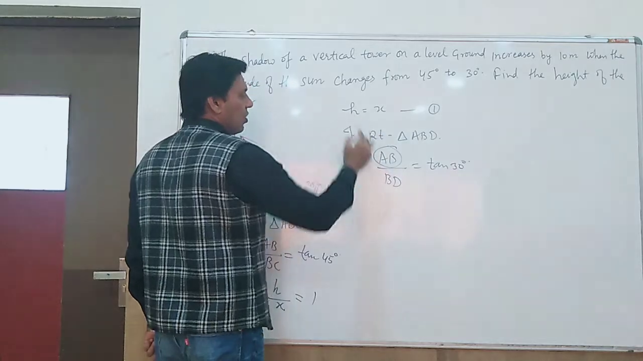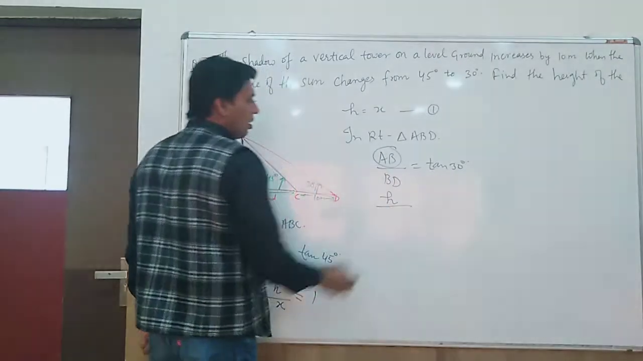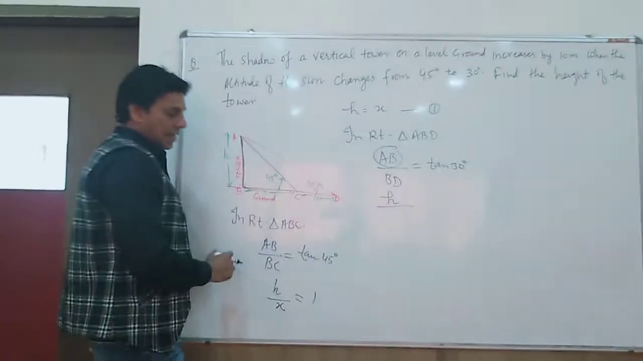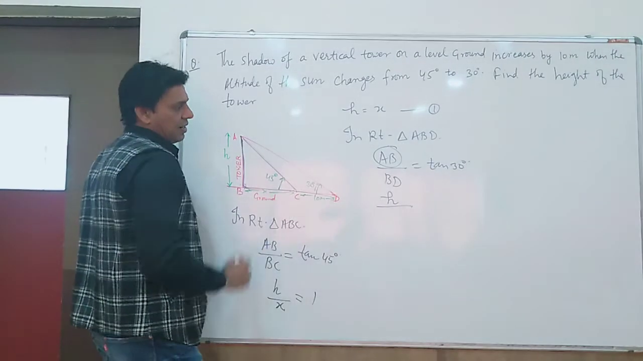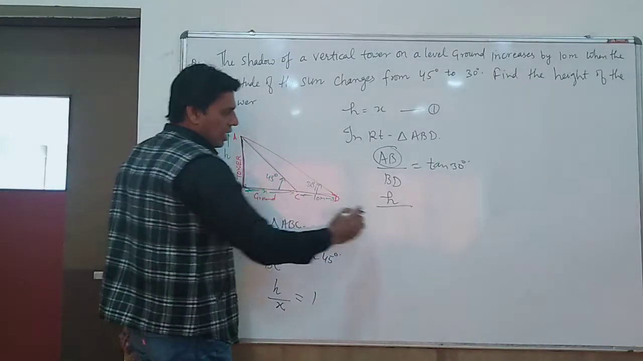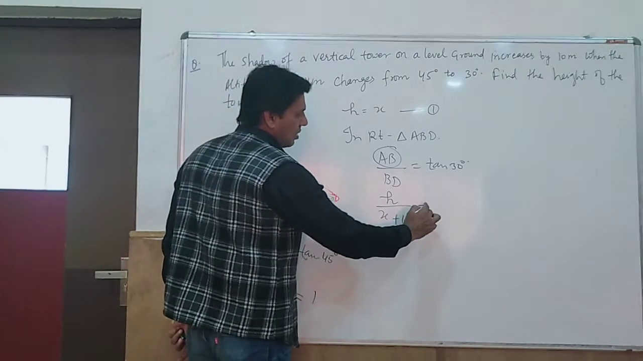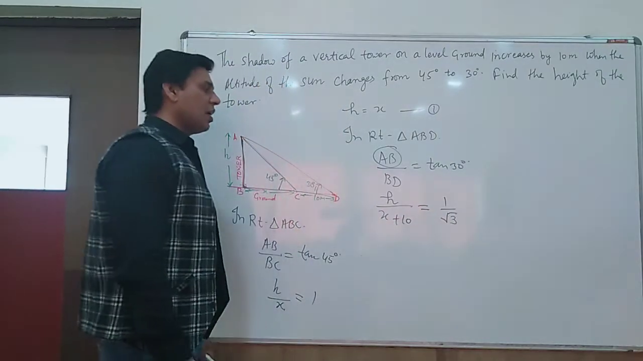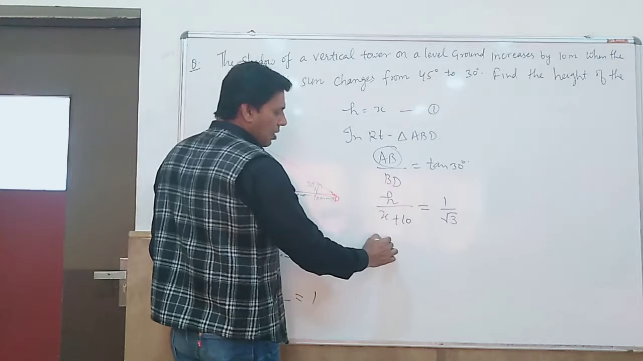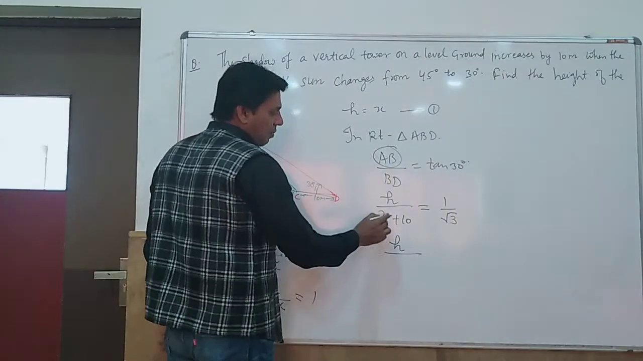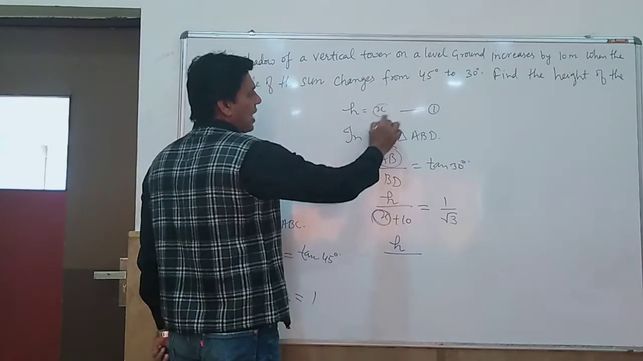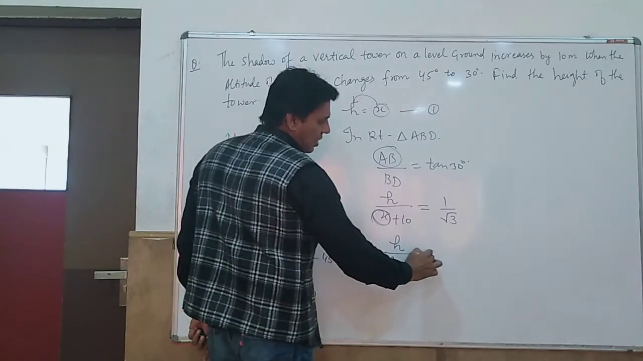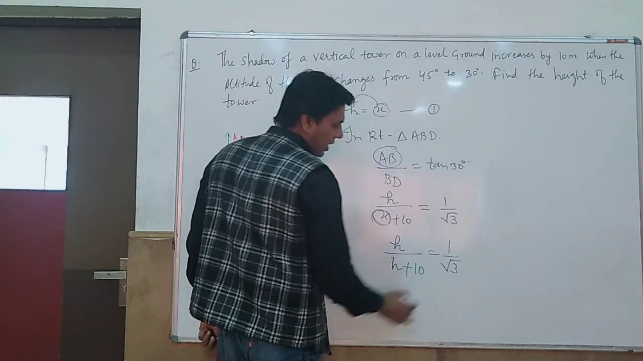We know that AB is H, but what is BD? BD is BC plus CD, which means X plus 10. So in place of BD we will put X plus 10, and the value of tan 30 degrees is equal to 1 upon root 3. Now we have to find H, so in place of X we can write H. So H upon H plus 10 is equal to 1 upon root 3.